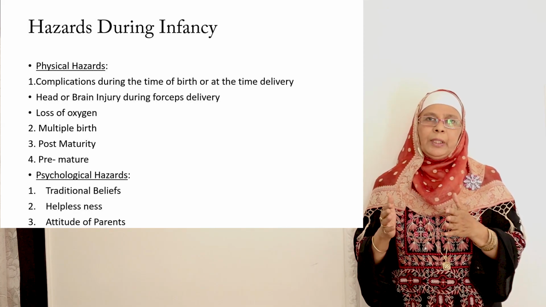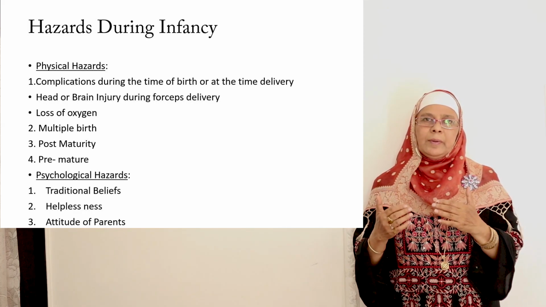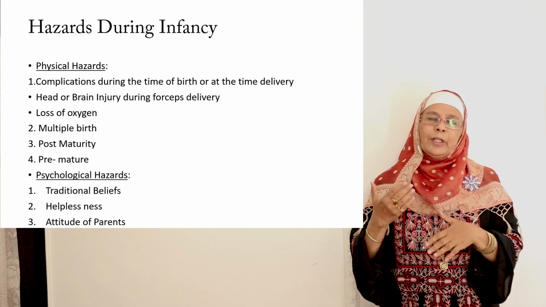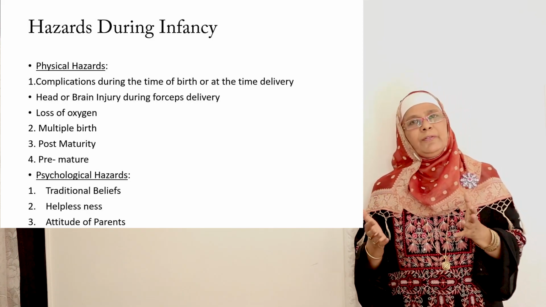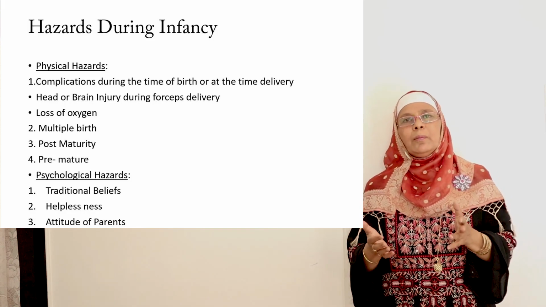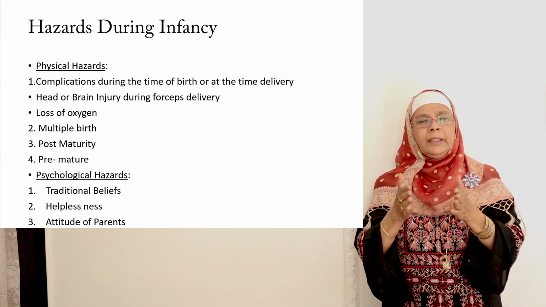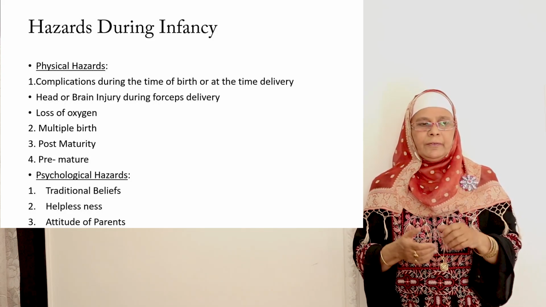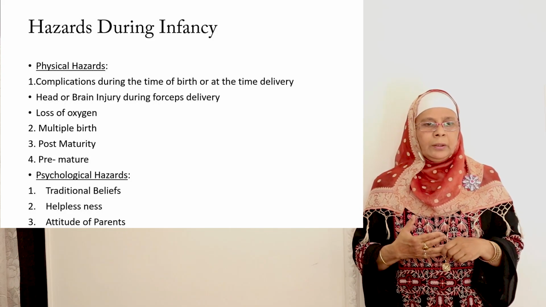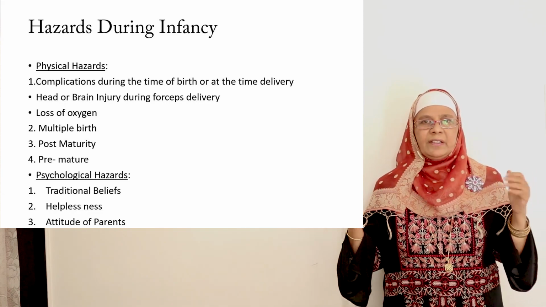Some babies are premature babies. Premature babies means babies which are born before 9 months. Some babies are born at 7 months. They are also very weak. They are also very small babies. That can also be a hazard during the infancy period. These are all physical hazards.